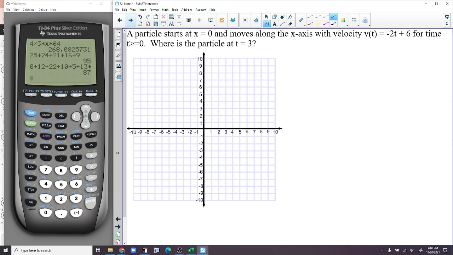A particle starts at x equals 0 and moves along the x-axis with velocity v of t for time t greater than or equal to 0. Where's the particle at t equals 3? This has a y-intercept of 6 and a slope of -2. So down 2 over 1, down 2 over 1, down 2 over 1, and there's the line from 0 to 3. If this is the velocity, the displacement, or how far the particle travels, is the area under the curve. So 1/2 times 3 times 6, which is 9. We're at 9.